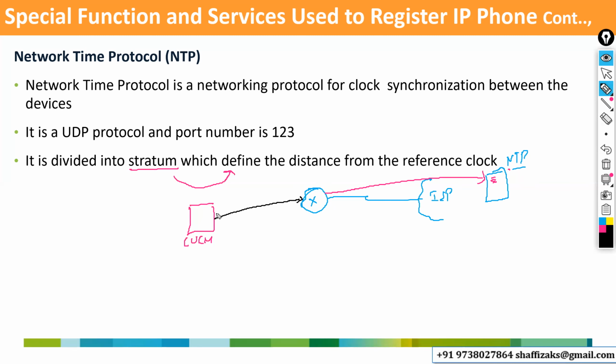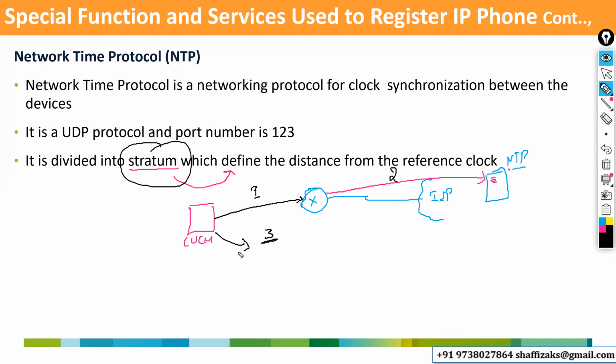Hop means next hop. CUCM to gateway is 1. Gateway to NTP is 1, right? 2 hops. Now it's called 2 stratum. How many stratum do we have? 2 stratum. Okay. This is how we get NTP information to the CUCM. Now Cisco recommends it should not increase to more than 3 stratum for the CUCM. Whenever you configure the NTP server, it should be less than 3 stratum. If it is 4, 5, 6, it will not work.